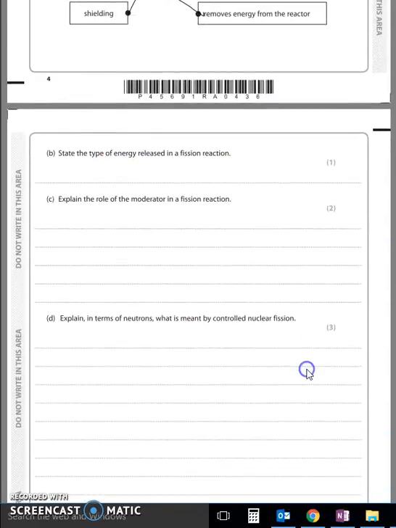State the type of energy released in a fission reaction. Well, the type of energy that's going to be released there is going to be kinetic energy. Think about what happens in that fission reaction. You get one very large isotope turning into two things, and they move apart. And those moving apart, they're also getting rid of those neutrons. And all that movement is the kinetic energy that is released. So that very first energy that is released in a fission reaction is going to be the kinetic energy.